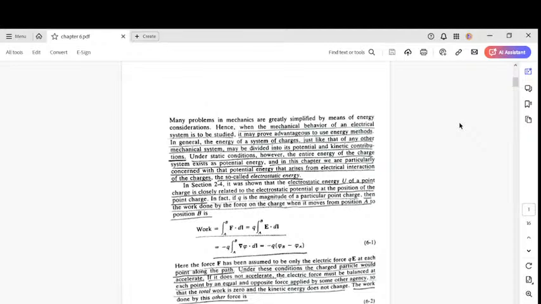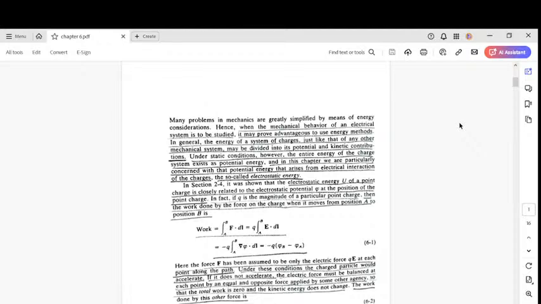So what will we see in this chapter? We will see the potential energy due to the interaction of the charges. Due to the change of the position of the charges from one point to another point, the energy involved in this process will be potential energy, and we will call it electrostatic energy.